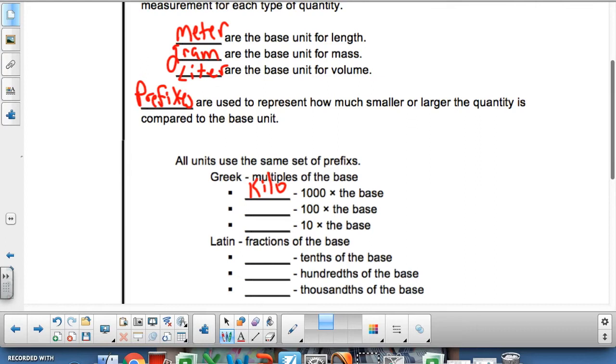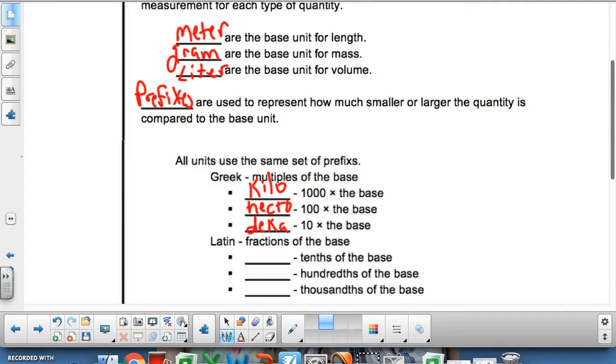If you've only got 100 times the base, then that is going to be hecto, H-E-C-T-O. And if you've got 10 times the base, then we use deca, D-E-K-A. And same thing as with kilo, it would be decameters for length, decagrams for mass, and decaliters for volume.